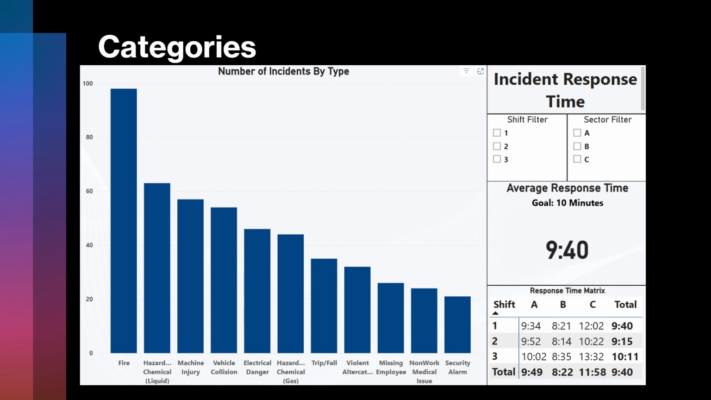Looking at categories or the type of incident, one type jumps out way above the others. There were 98 fire incidents, by far the most common type. We need to examine our safety protocols around fire hazards.